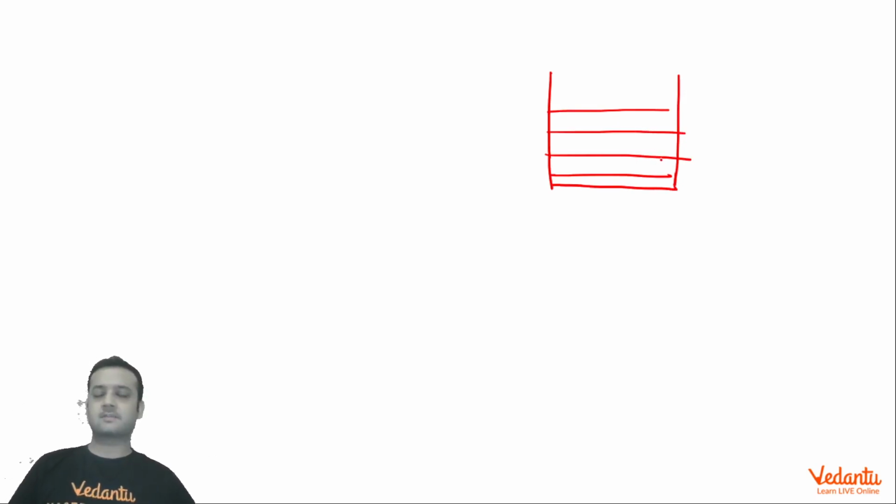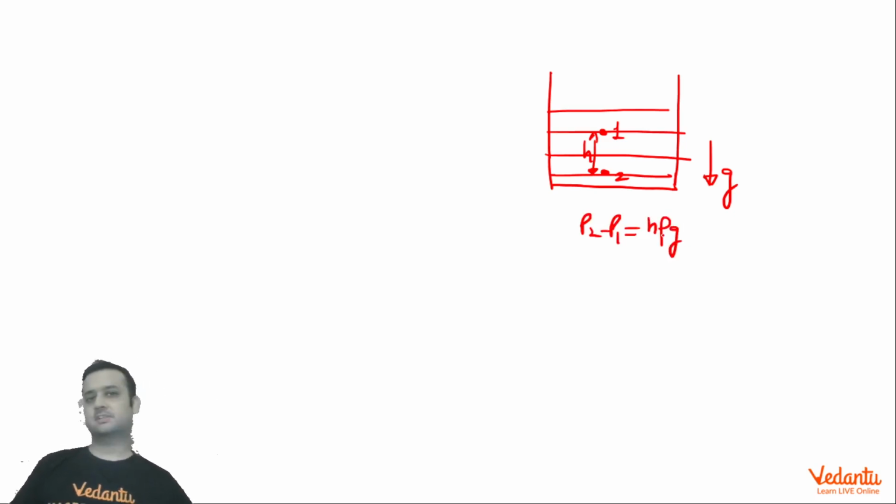In our world, that means we can say in the Earth's frame, if acceleration due to gravity is g, then what is the pressure difference between these 2 points? Let's say this point is 1 and this point is 2, and they are separated by a height of h. So we know that this result is P2 minus P1 equals h rho g. All of you know this. It's a very simple basic result.